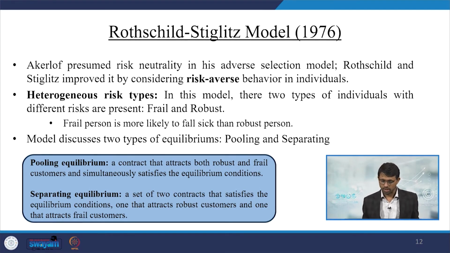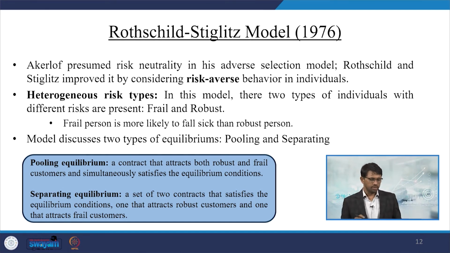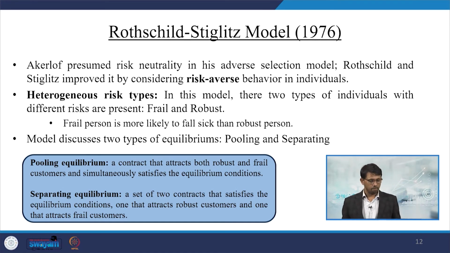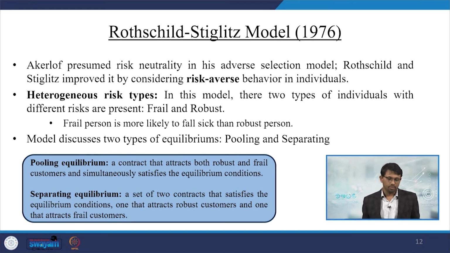Some of the models will emphasize how the insurance market works and how adverse selection is actually dealt with. Especially we are referring to the Rothschild and Stiglitz model of 1976. We start with reference to Akerlof, who presumed risk neutrality in his adverse selection model. Rothschild and Stiglitz improved on it by considering risk averse behavior in individuals. Heterogeneous risk types are what we are clarifying. There are two types of individuals with different risk present: frail and robust. A frail person is more likely to fall sick than a robust one.